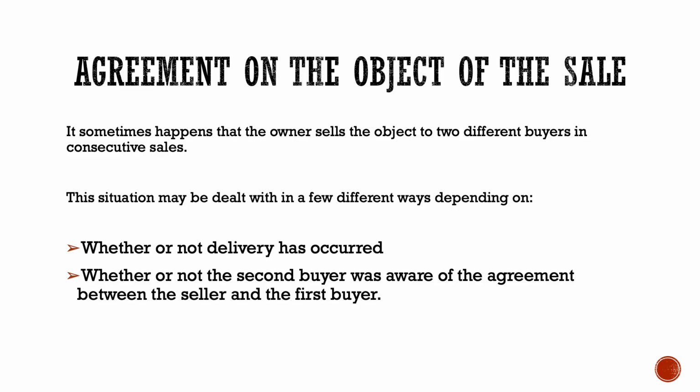It sometimes happens that the owner sells the object to 2 different buyers in consecutive sales. So this situation may be dealt with in a few different ways depending on, number 1, whether or not delivery has occurred and whether or not the second buyer was aware of the agreement between the seller and the first buyer.